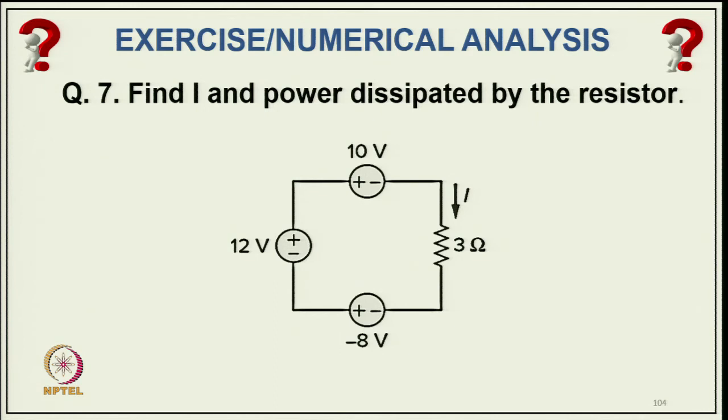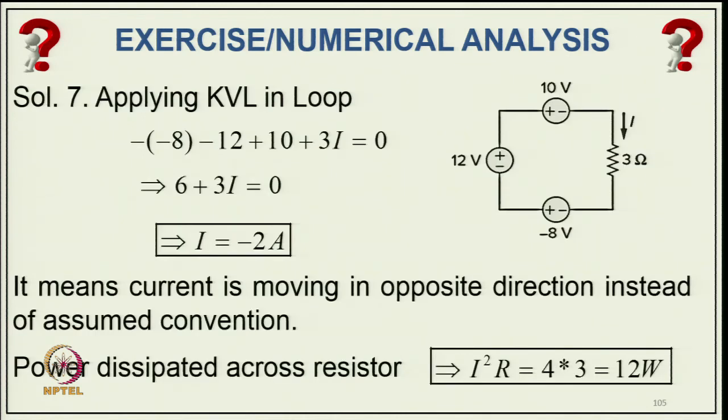Now, coming to question 7: find the value of current I and the power dissipated by the resistor, where we have a 3 ohm resistor and voltage sources. You can see the polarity shown is positive, but this one is minus 8 volt. So, now applying Kirchhoff's voltage law in this loop.